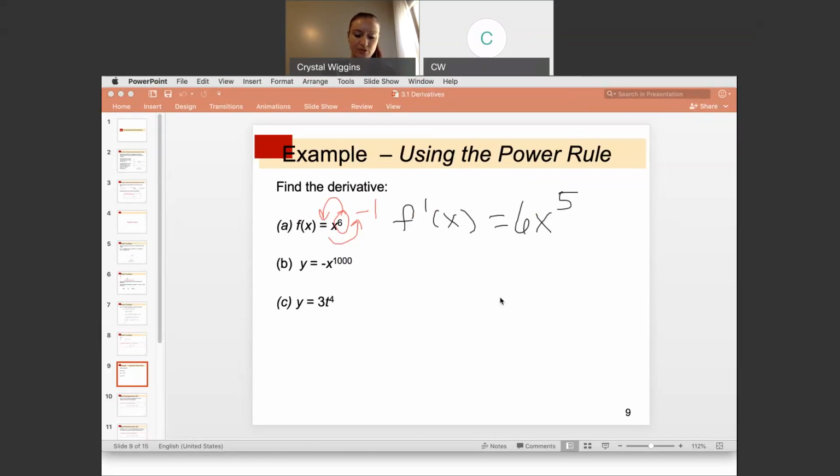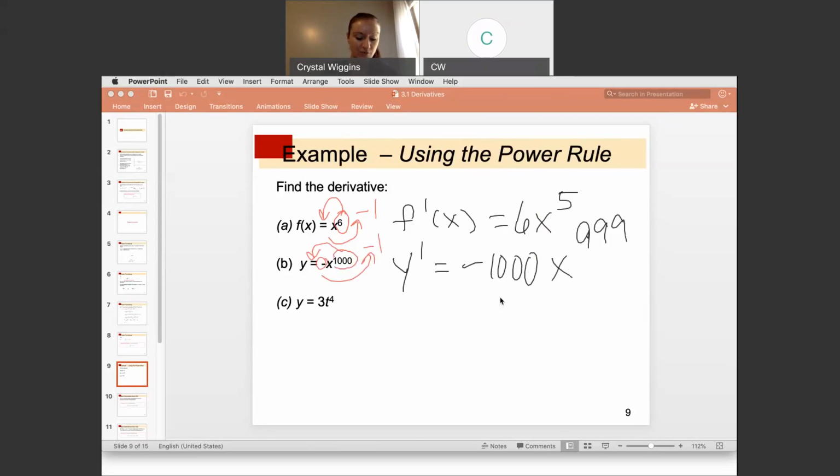Realize it wasn't an f function, it's a y function, y prime. And we multiply it by what's already there. So what's already there is a negative sign. So when we take this 1,000 and bring it down in front, we need to make sure to multiply it by the -1 before we come back up and subtract 1. So we get negative 1,000x to the 999th power would be the derivative of that term.